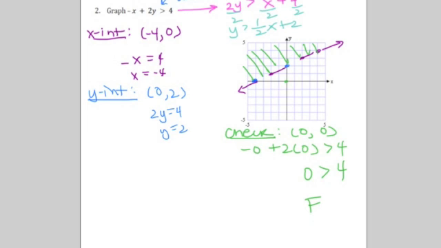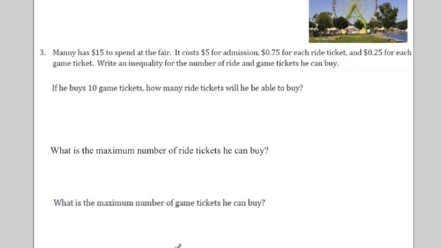We're going to move on to a word problem. If you have any questions on examples 1 or 2, please write them down and come and ask. All right, number 3. Manny has $15 to spend at the fair. It costs $5 for admission and 75 cents for each ride ticket and 25 cents for each game ticket. Write an inequality for the number of ride and game tickets he can buy.